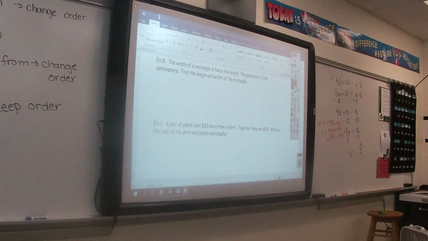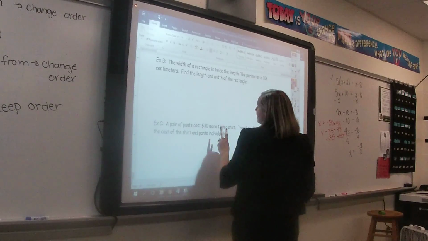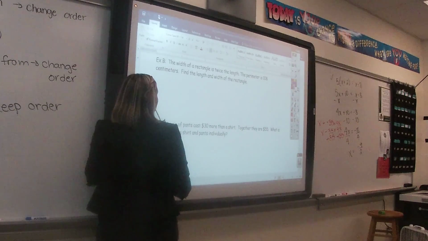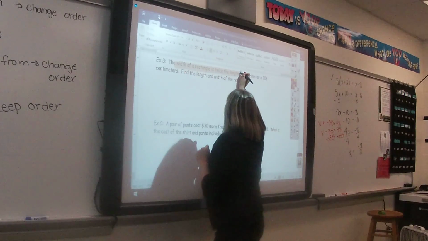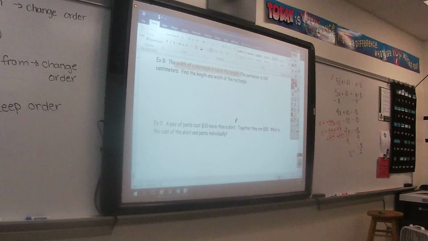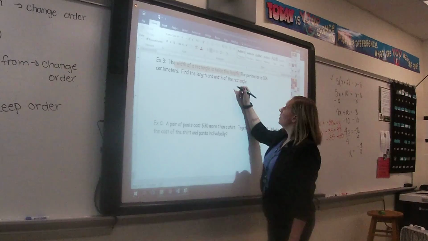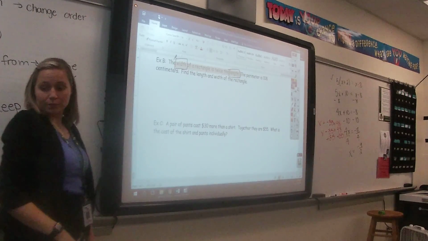So as soon as we know that it's asking us to find two things, we want to identify the comparison phrase. So what up here is our comparison phrase? The width of a rectangle is twice the length. There's our comparison of how our two unknowns relate to each other. That comparison phrase is always telling us the relationship between the two. Okay, so here is our word length. Here is our word width.